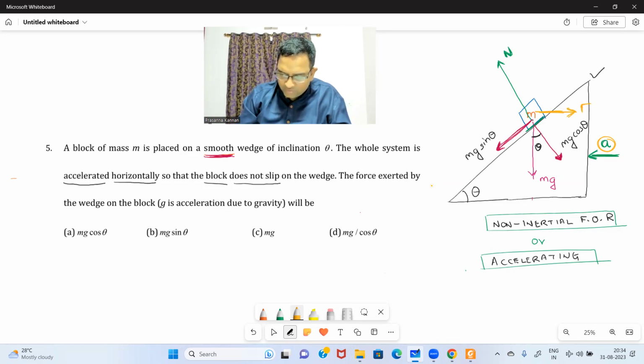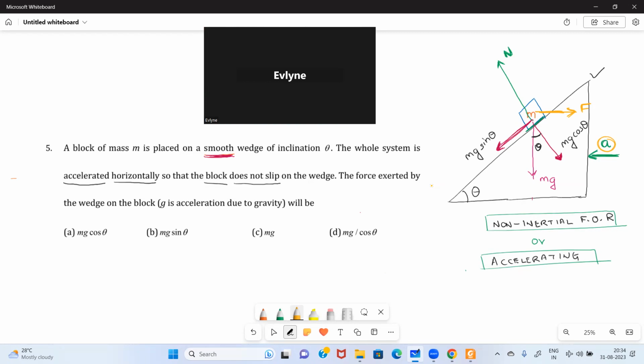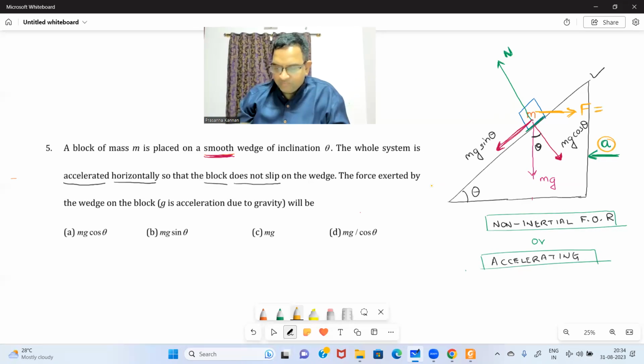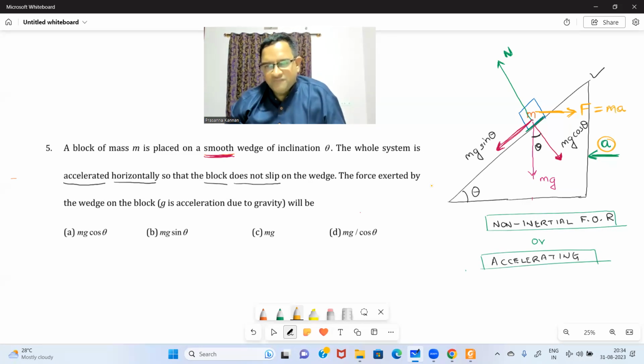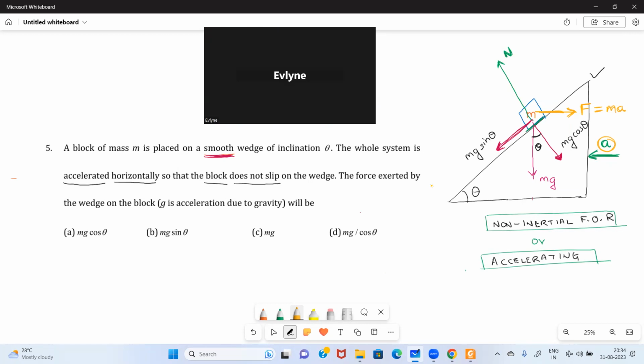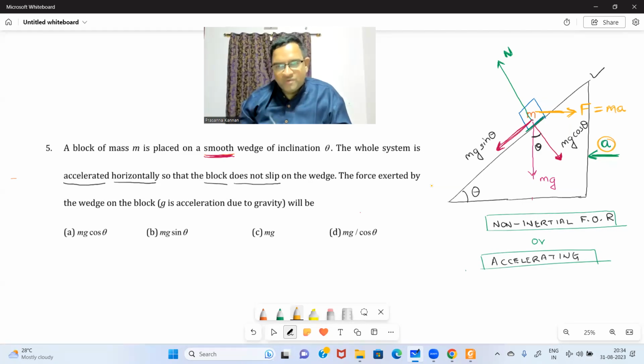So I will be able to solve the sum only if I assume a pseudo force acting on the small mass. Understood? Yes, sir. And what will this force be equal to? This pseudo force will be equal to mass into the acceleration of the entire wedge, correct? Yes, sir. That's the definition, right? Pseudo force is nothing but mass into acceleration of the frame of reference. Is it clear? Yes, sir. Now the solving starts.